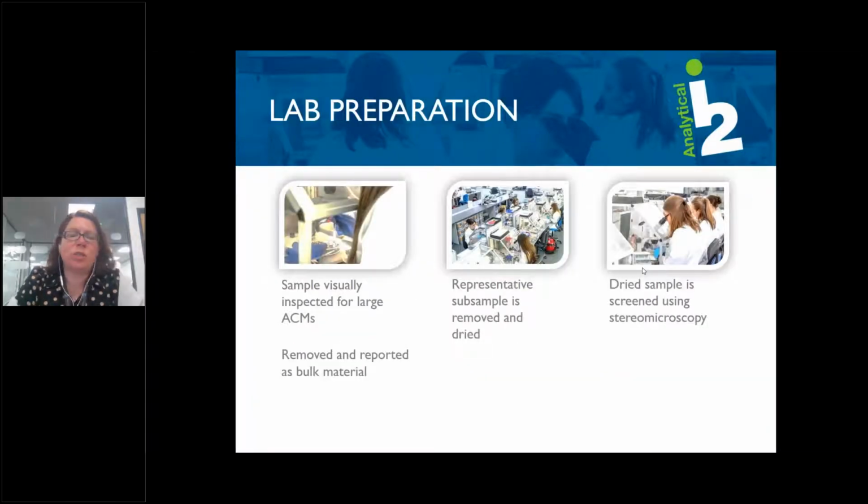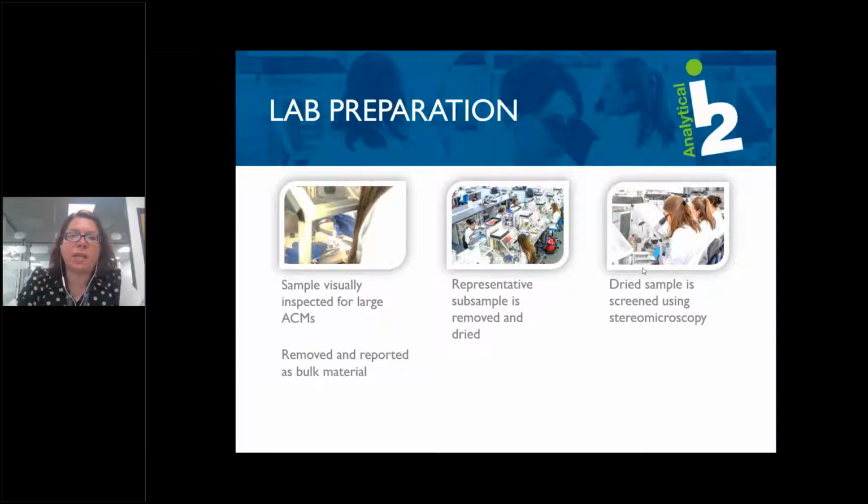So what does the lab do when they get a sample? They say, oh, I've got asbestos on my site. I think I want to have it looked at, I want to have it confirmed. What do we do? First of all, we'll normally inspect the entire sample visually just for any large pieces of ACM, because then that would actually be a bulk material that's been submitted to the lab.